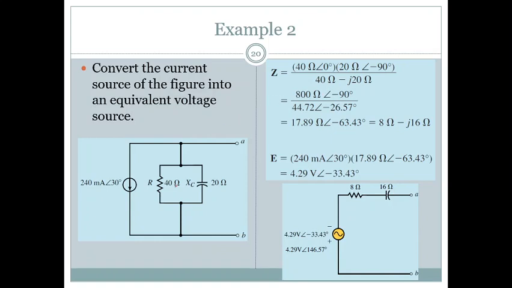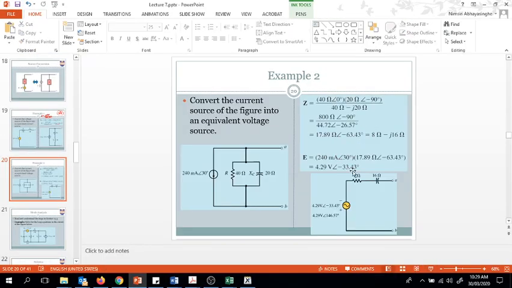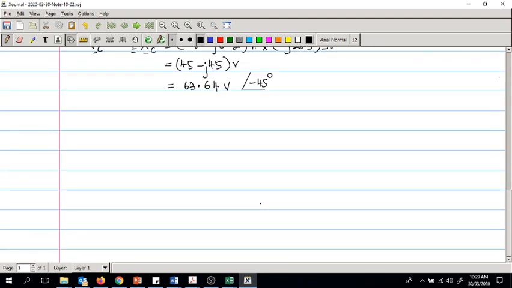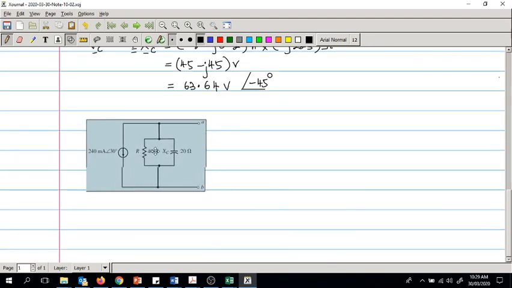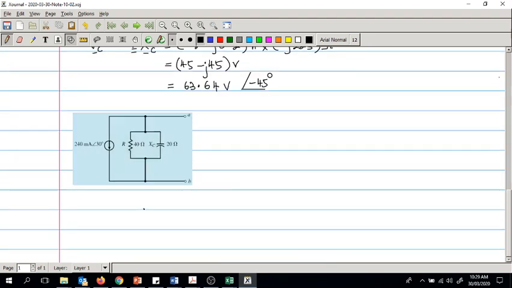Okay, now this is conversion from a current source to a voltage source. In here something else has also been done, that is okay, let's take this and see. So Z, right? So what's Z?